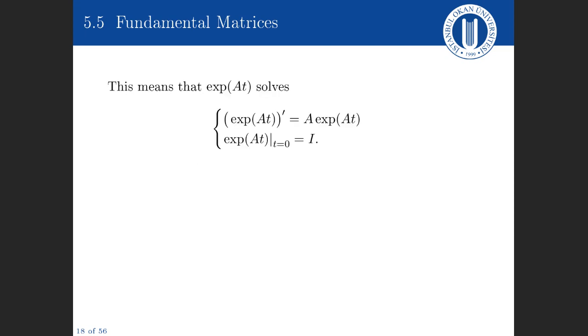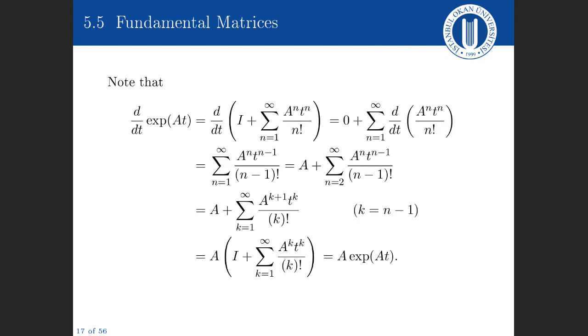This means that the exponential of At solves this initial value problem. The derivative of the exponential of At is equal to A times the exponential of At, we've just shown that. If we take the formula and we put t equal to 0, I'll go back.